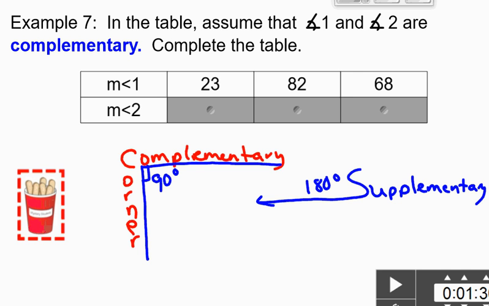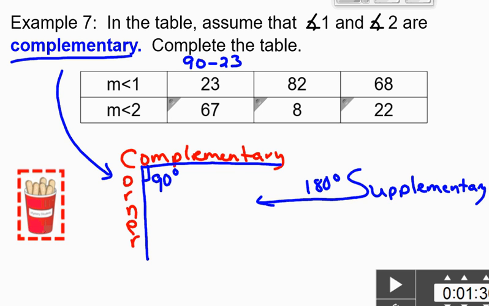Okay, so keeping that in mind, go ahead and pause the video, and this is saying the angles are complementary, which means that the angles have to add up to 90 degrees. So if my first angle is 23, you can subtract 23 from 90 to figure out what the measure of angle 2 is. So go ahead and do those 3 exercises, and then come back and check your answers. Okay, so there's your 3 answers. Check your work, and then move on.